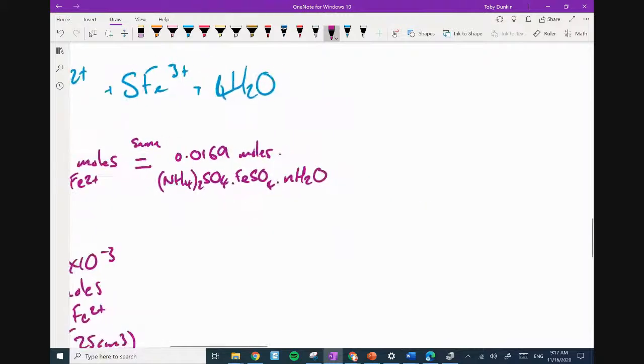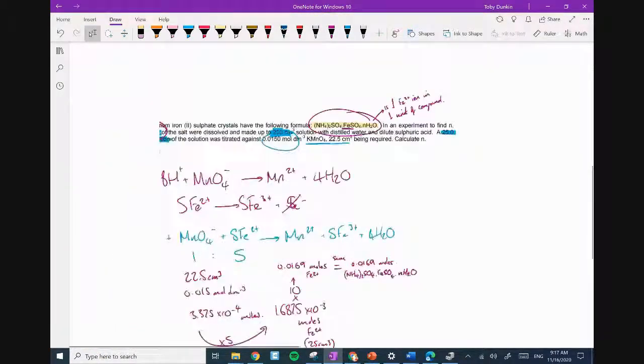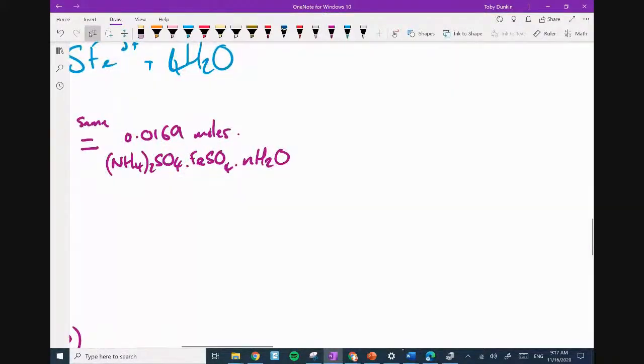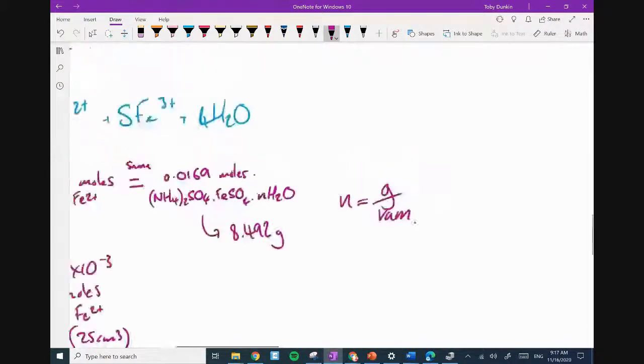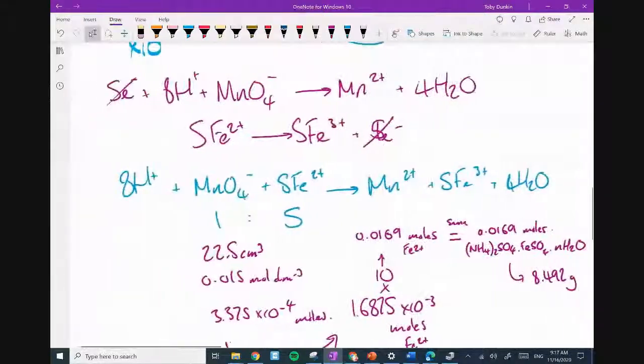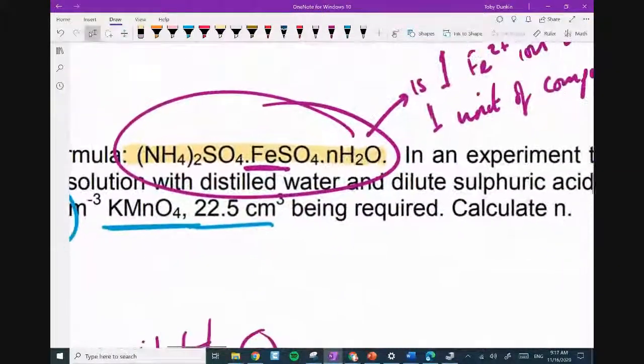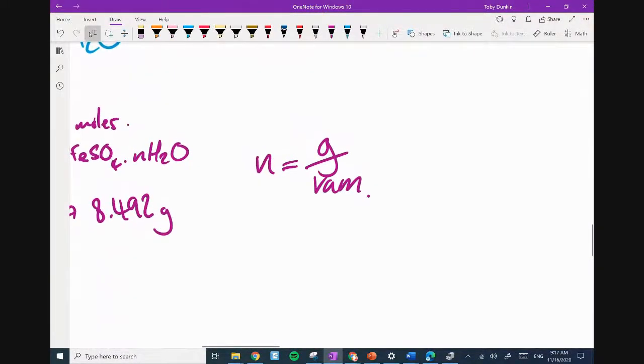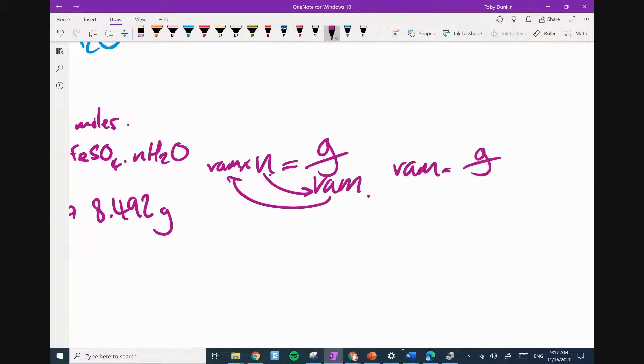Right, what we can now do is, because we've got the moles and we had the grams, we had 8.492 grams. So we also had 8.492 grams of this. Right, number of moles is grams over RAM. But what we're looking for now is a value for n. And the way we do that is by working out its entire Mr. This is the RAM, or in this case, the Rfm. So rearrange, bring the RAM over, bring the moles down. So RAM equals grams over moles.